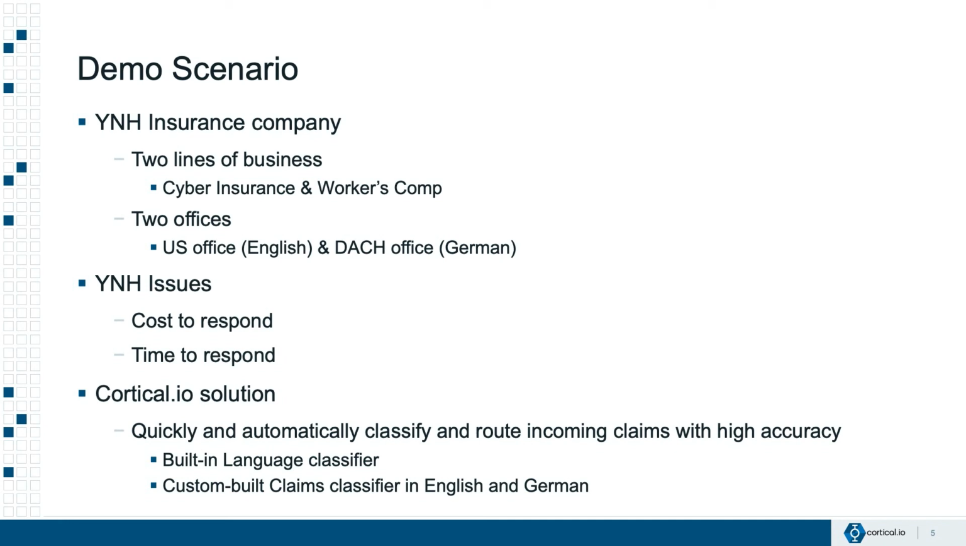YNH Insurance Company has two lines of businesses, cyber and workers' comp, and two locations, US and Austria. The demo will show how message intelligence with its standard language classifier and custom claim classifier can automatically and accurately route or take action based on the incoming claim.